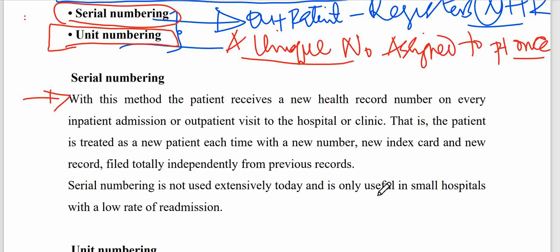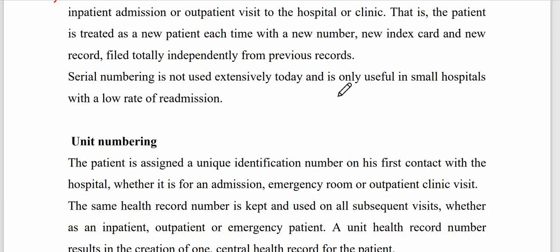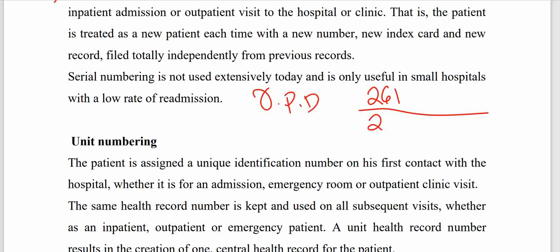All right, but of course, it is a very disturbing method when it comes to filing. So we don't use it for filing, and we strictly use it in OPD only. So that is the reason why, if the last number of last evening was 261, tomorrow if you get back to work, your next number will be 262, 263. Like that.